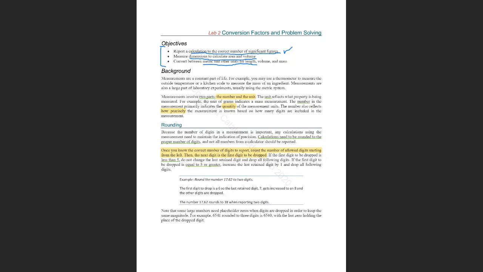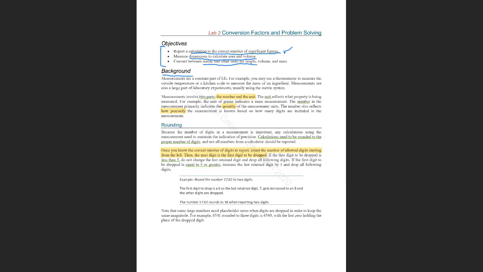Basically, this experiment is all about measuring with the correct number of sig figs and making calculations. In a way, once you learn, this is very simple. So let's go over the write-up of the experiment first. They talk about the objectives, and then they give us a little background. I highlighted what I thought is important.